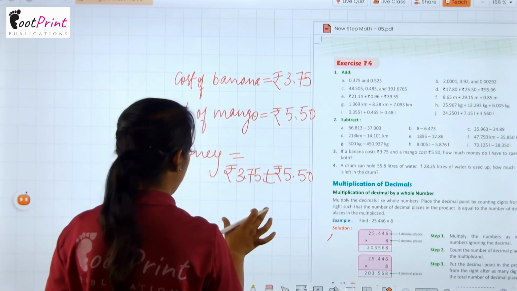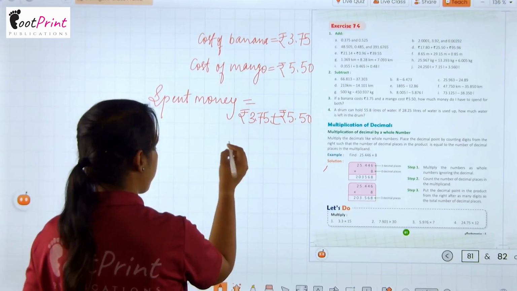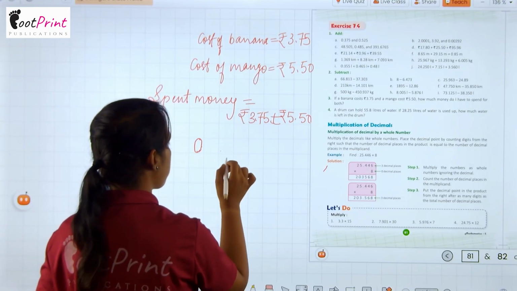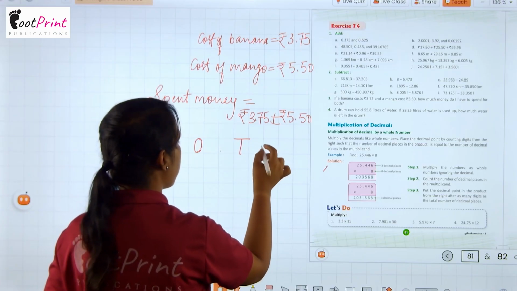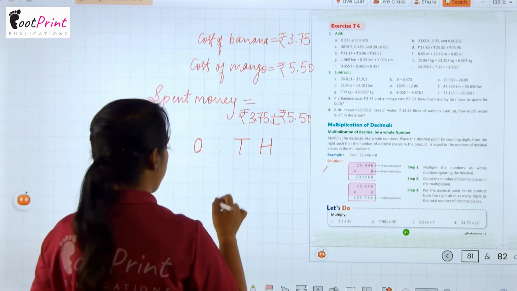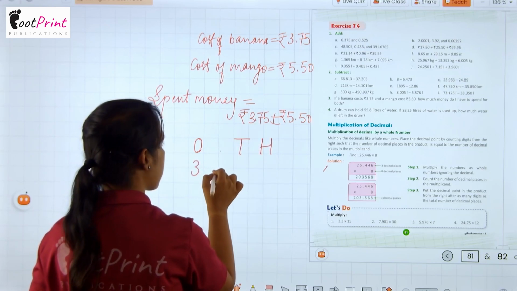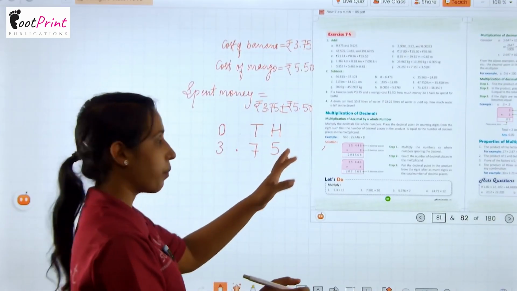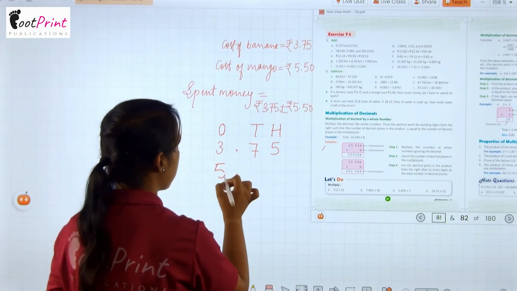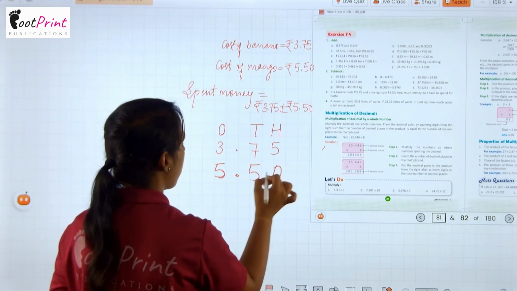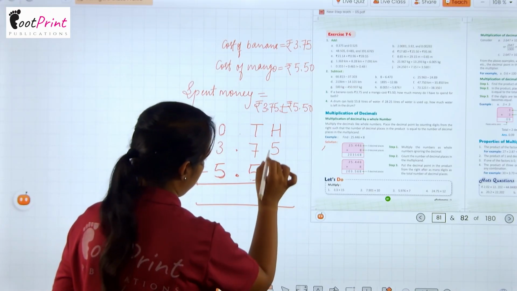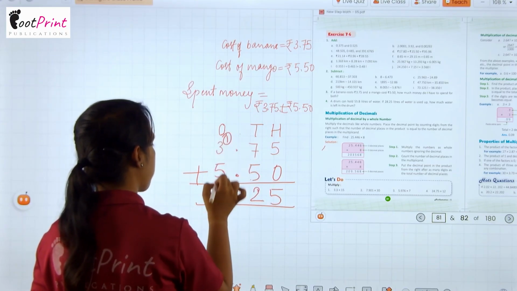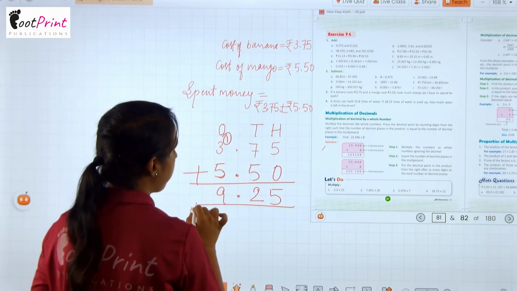Okay. Now we can add it. So first we write the places. So the ones, decimal, then we have tenth and hundredth. Now put the value here. 3 is ones, 7 tenth, 5 hundredth. Now this one, 5 ones, 5 tenth and 0 hundredth. Now we can add it. 5 and 0, 5, 7 and 5, 12, 1 carry here, 3, 5, 8 and 1, 9. So we get 9.25.